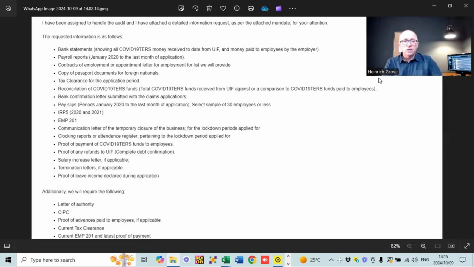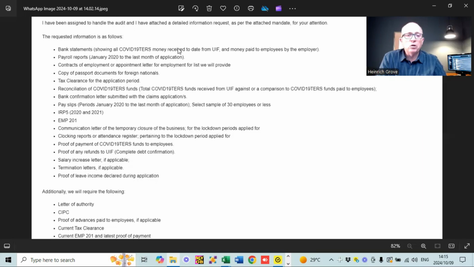If you submit half the documents, or if your stuff is incomplete or not accurate, then you're just going to postpone this whole process. So my advice to you is do the auditor's work for him. So let me quickly show you. You can see this is the list. They have a long list of your bank statements showing the COVID money received to date, the money paid to employees.